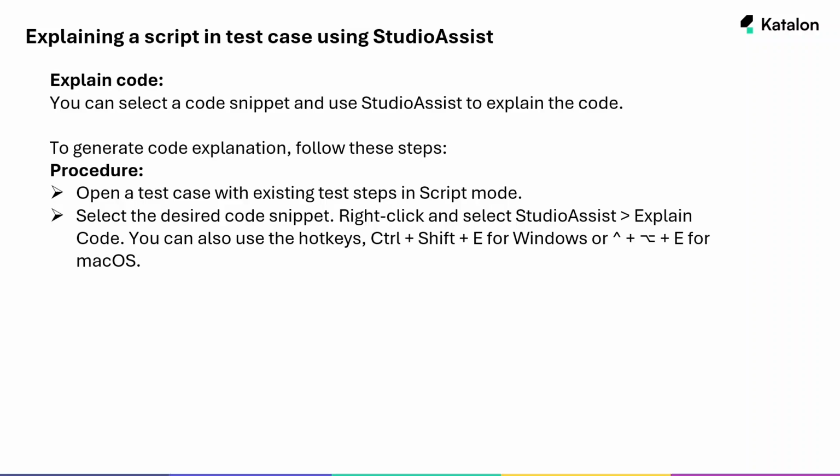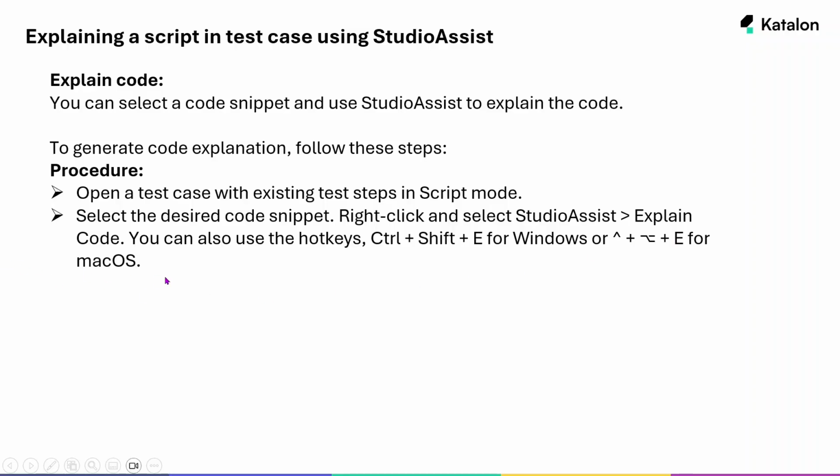First, you need to open a test case with existing test steps in script mode, and then select the desired code snippet, right click and select StudioAssist, and you need to select explain code. You can also use the hotkeys specified here for Windows, and these are the hotkeys specified for Mac OS.